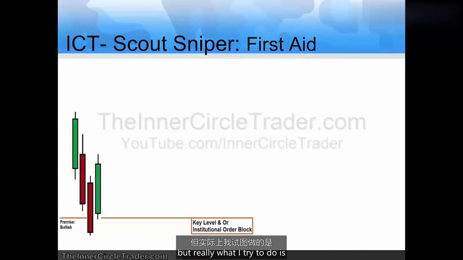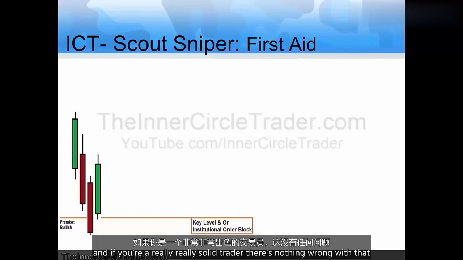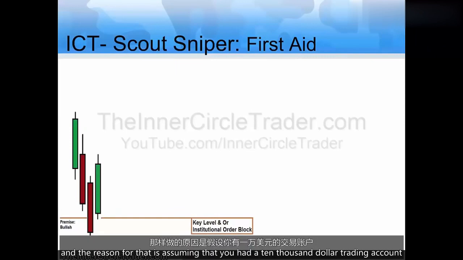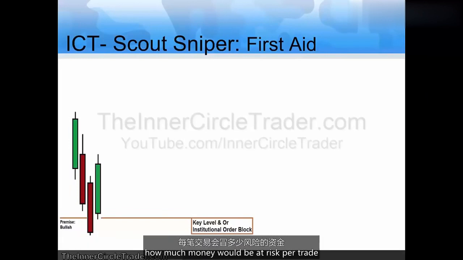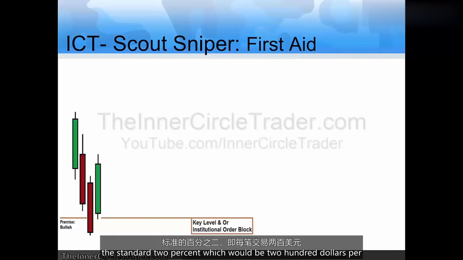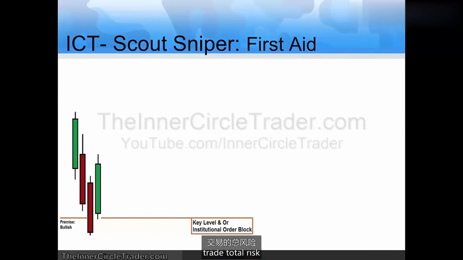But really, what I try to do is say, okay, look, everybody says 2% of your equity per trade. Okay, and if you're a really, really solid trader, there's nothing wrong with that. Now, I suggest that traders should work within the realm of 1% of their equity per trade. Now, the reason for that is, assuming that you had a $10,000 trading account and you were risking 1%, how much money would be at risk per trade? $100. Against the standard 2%, which would be $200 per trade total risk.